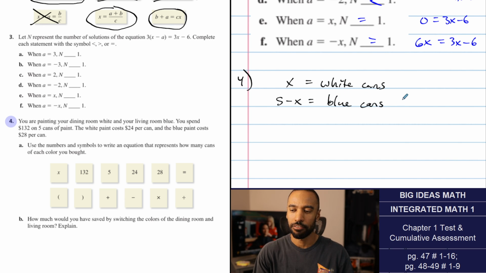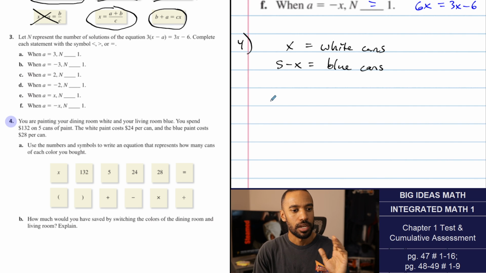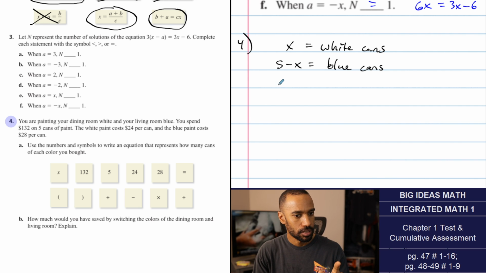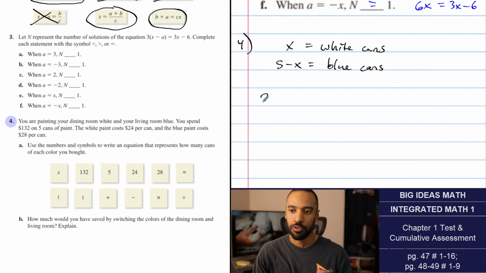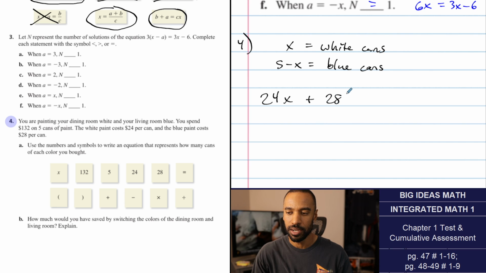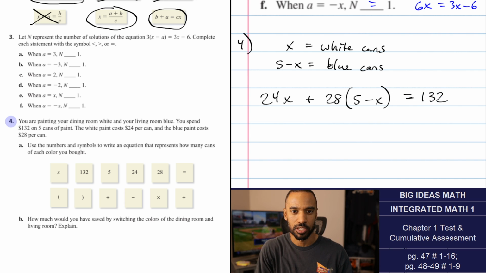So if we do that for our representation, we can say number of white cans. They cost $24 per can. If we multiply $24 per can times the number of white cans, then we get how much money we spent on white cans. If we do $28 per blue can times the number of blue cans, we'll spend this much money on blue cans. That equals $132 total.